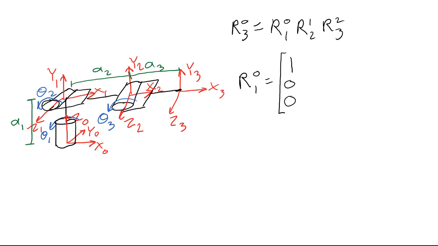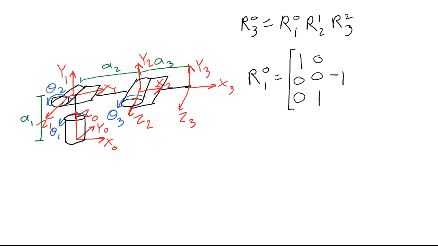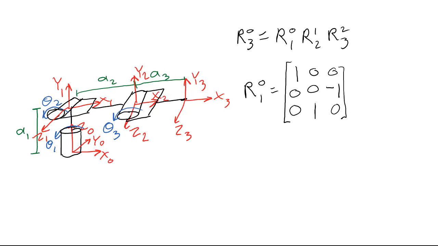Next, y1 is in the same direction as z0. That means that the projection of y1 on z0 is 1. So I find the position that represents the projection of y1 on z0 and put a 1. Since y1 is perpendicular to x0 and y0, we get zeros in those positions. Finally, z1 is in the same direction as negative y0. So the projection of z1 on y0 is negative 1. I put a negative 1 in the position that represents the projection of z1 on y0. Since z1 is perpendicular to z0 and x0, those two positions get zeros. And we're done with the first part of this matrix.